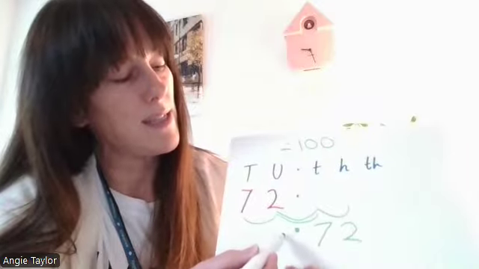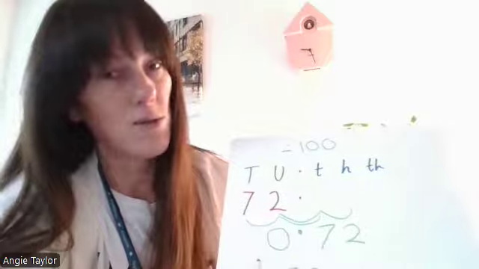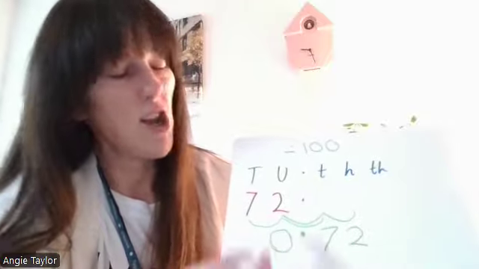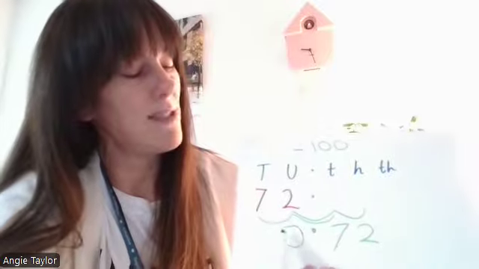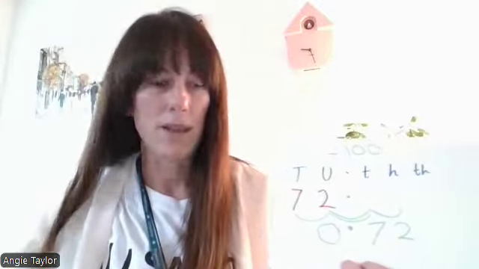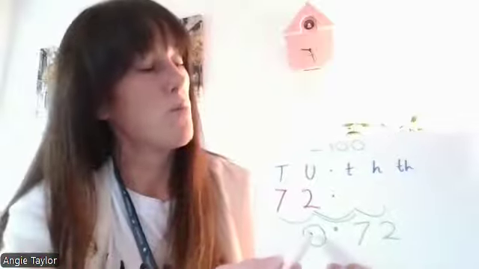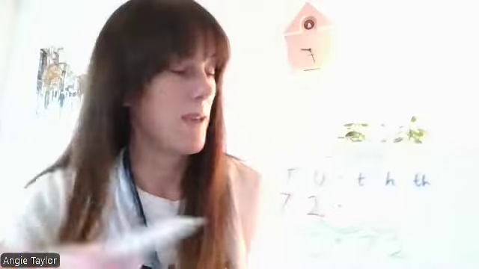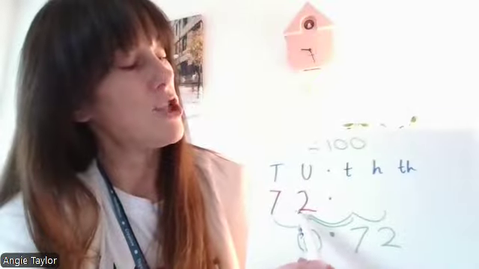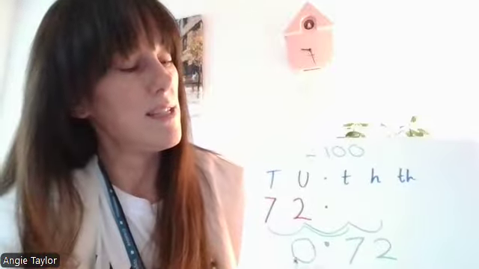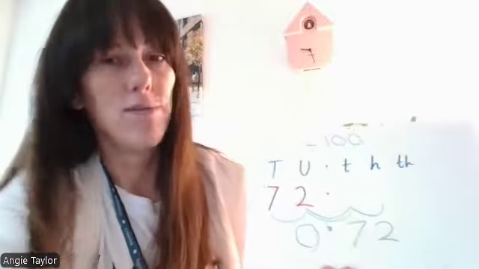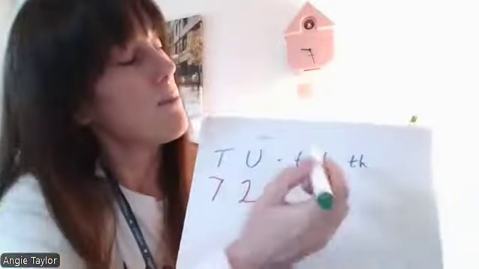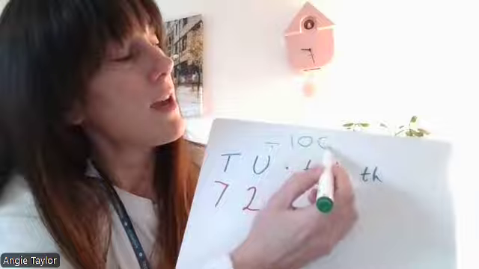So we're going to put a 0 placeholder into our units to show there is nothing in the units and there is nothing in any of the columns going this way. There's no tens. So we put the placeholder in the units, and that tells us that there's nothing else further up the way. So our answer to 72 divided by 100 is 0.72.